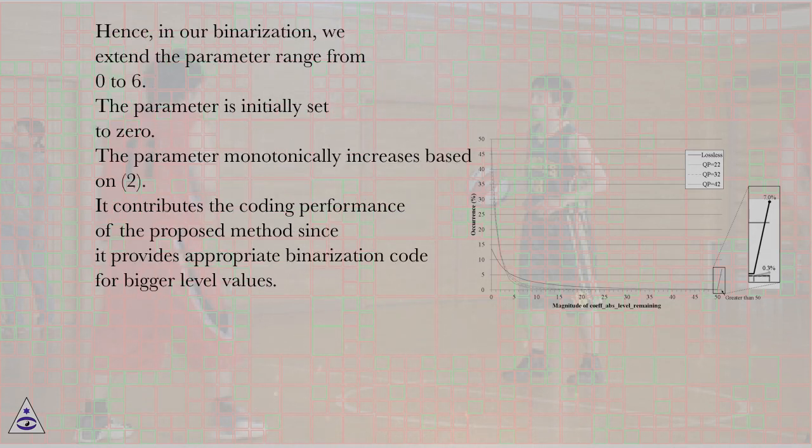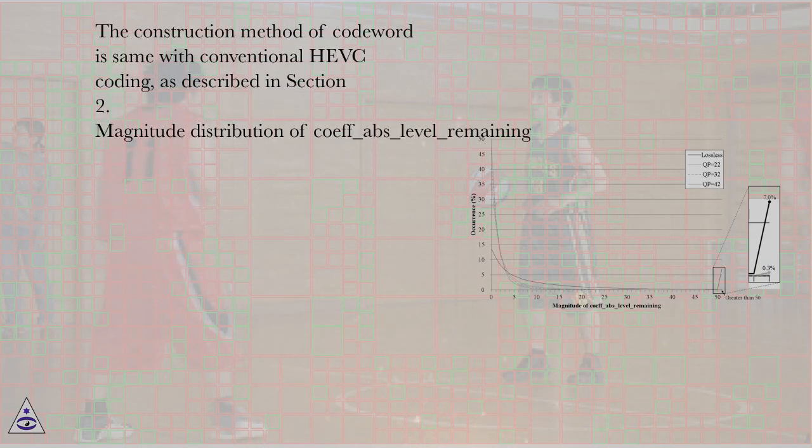Hence, in our binarization, we extend the parameter range from 0 to 6. The parameter is initially set to 0. The parameter monotonically increases based on the previously encoded level. It contributes to the coding performance of the proposed method since it provides appropriate binarization code for bigger level values. The construction method of the codeword is the same as conventional HEVC coding, as described in Section 2. Magnitude distribution of coef_abs_level_remaining.